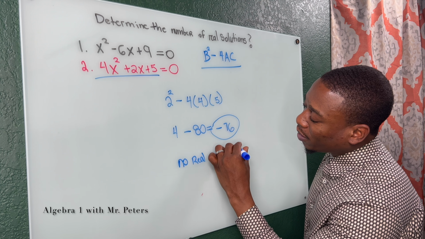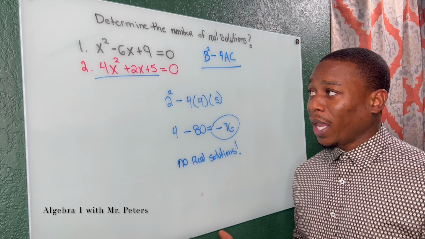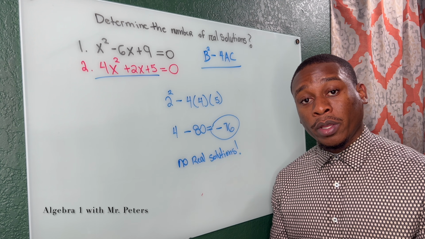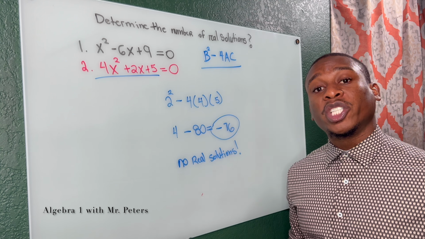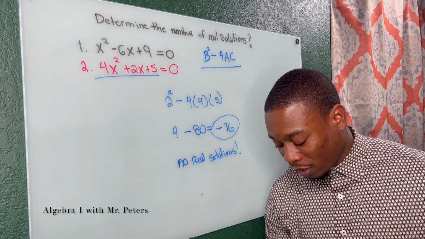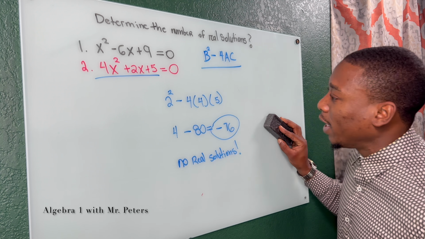So what exactly does this mean? This means that if you're trying to factor, you can't factor this unless you're using the quadratic formula. And two, that means there's no x-intercept. So if we were to graph this quadratic, it would not touch or cross the x-axis. And just to prove that, let's do the quadratic formula and see what we get.